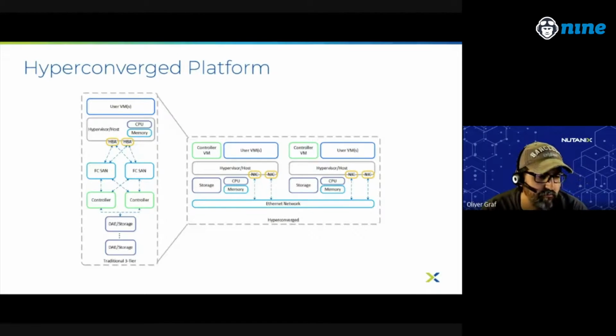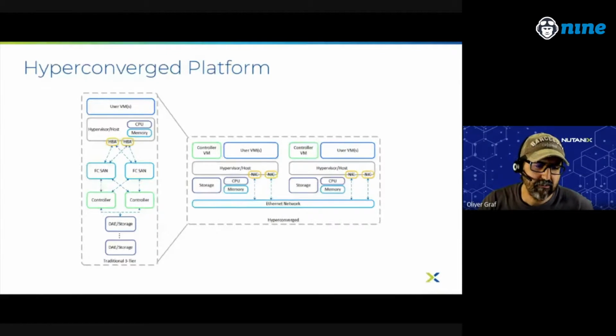It should be hypervisor agnostic, so you shouldn't care what hypervisor is running. And it should be hardware agnostic. You shouldn't care on which hardware you're running, actually.